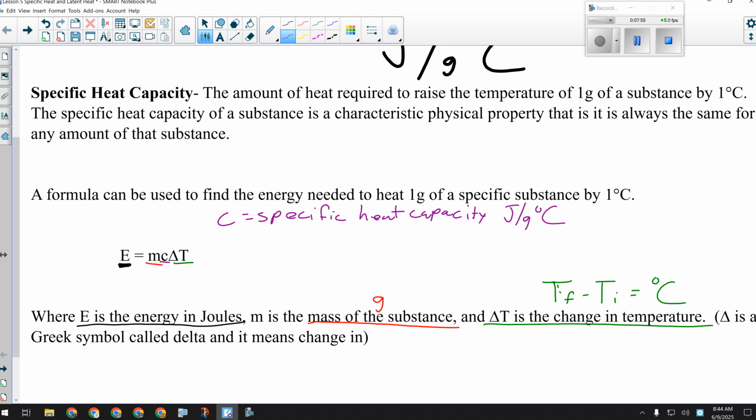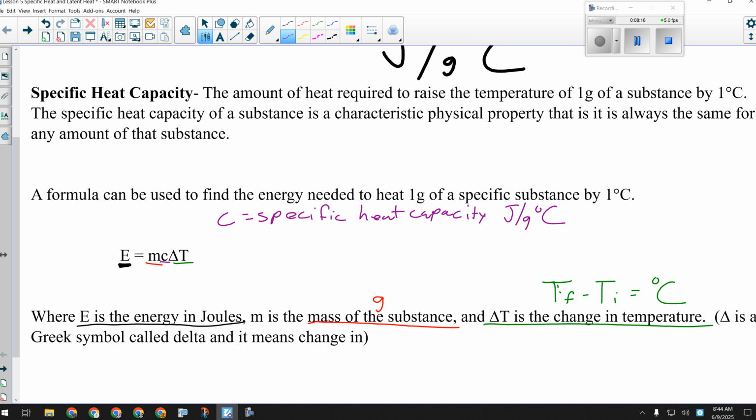And this formula is on your formula sheet, so you don't have to memorize it. You do need to know what each thing is, because that's obviously not on your formula sheet. And anytime you have a question, you'll get the specific heat capacity, unless that's the thing they want you to calculate, then you'd be given everything else.